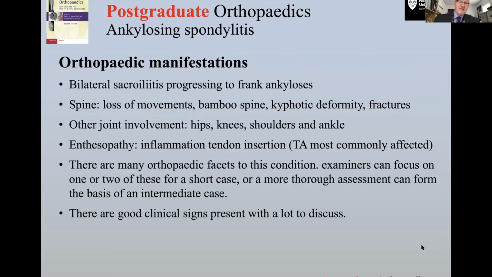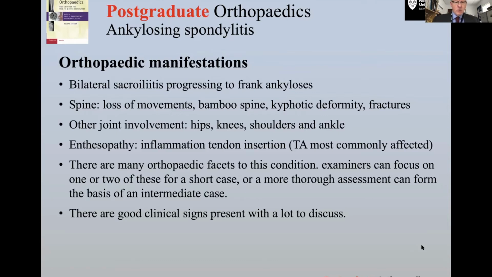The orthopedic manifestations include a bilateral sacroiliitis, which can progress onto frank ankylosis. With the spine, there's loss of movements, bamboo spine may be present, kyphotic deformities, and a predisposition to fractures which are difficult to manage and have a high rate of non-union. Other joint involvement includes hips, knees, shoulders, and ankle. There's an enthesopathy, which is an inflammation of tendon insertions, the tendo Achilles being the most commonly affected.